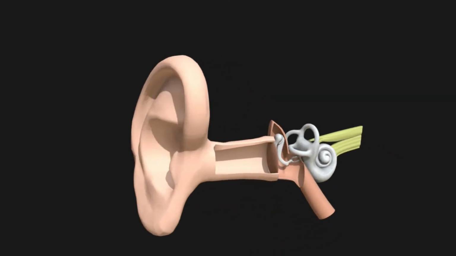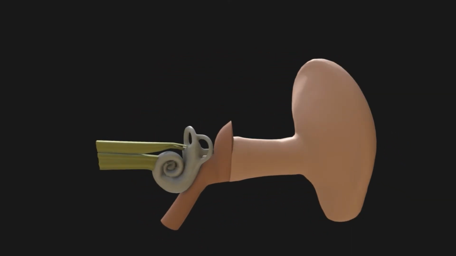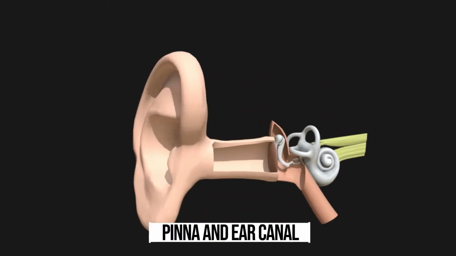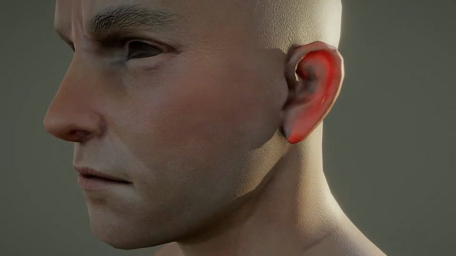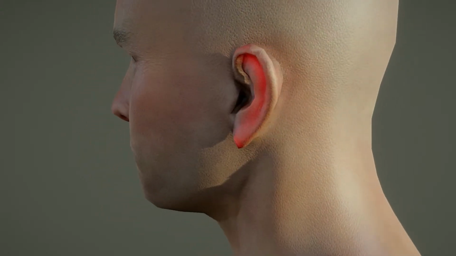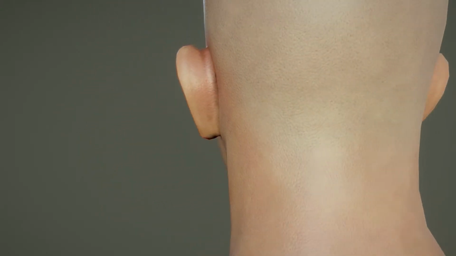Let's start with the outer ear. It has two main components, which are the pinna and the ear canal. Pinna. The pinna, also known as the auricle, is the visible part of the ear that is located on the outside of the head.